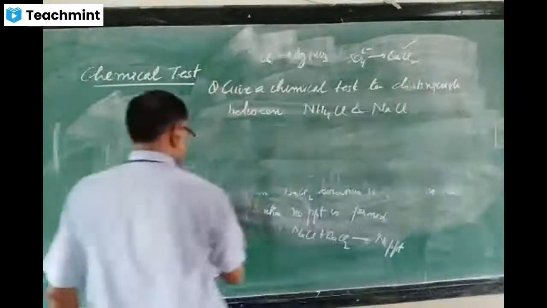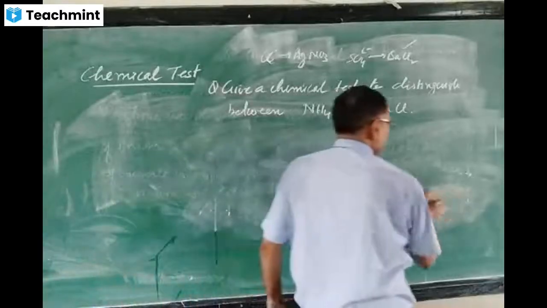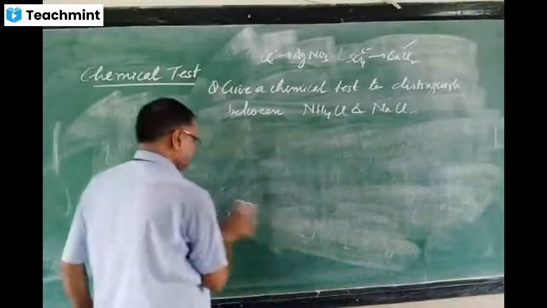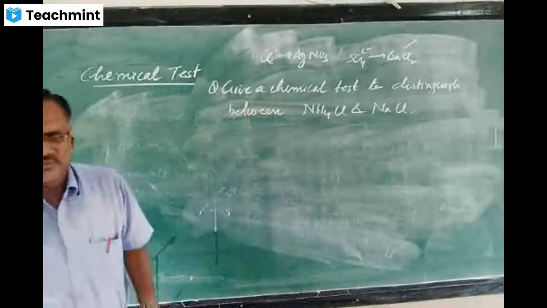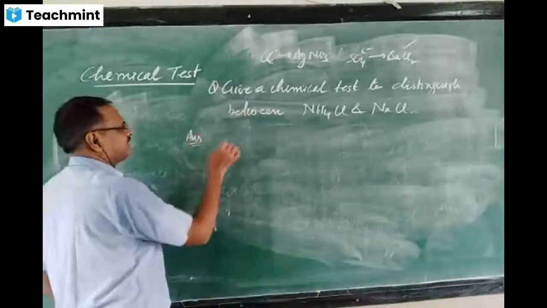Just see, one is an ammonium salt and the other one is a non-ammonium salt. Already you have studied that when any ammonium salt is heated with alkali, then ammonia gas comes. So just see how we can write the answer. I will explain it, then I will write.